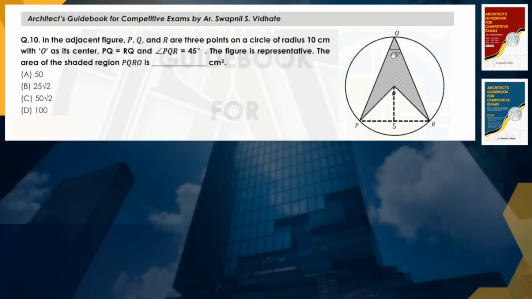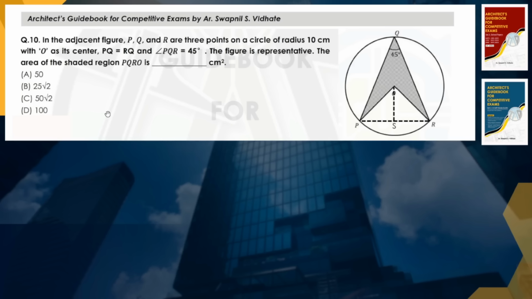And this figure is representative. Just ignore these dotted lines. I have drawn these dotted lines for the explanation part. So only this figure was provided in the question, right? The shaded portion was there. Now what they are asking, the area of the shaded region PQRO is how much square centimeter? The options were A 50, B 25 root 2, option C 50 root 2, option D was 100.